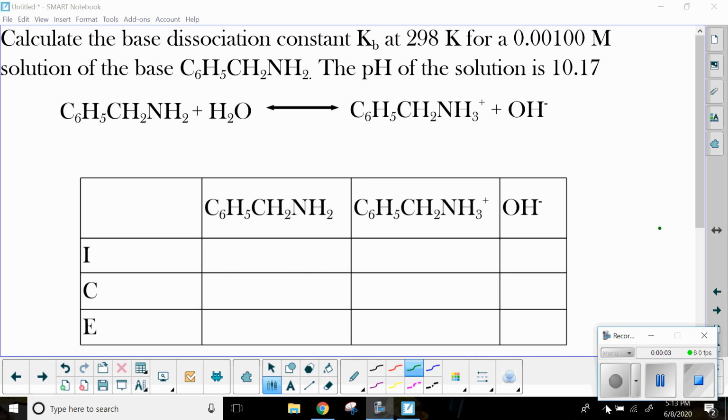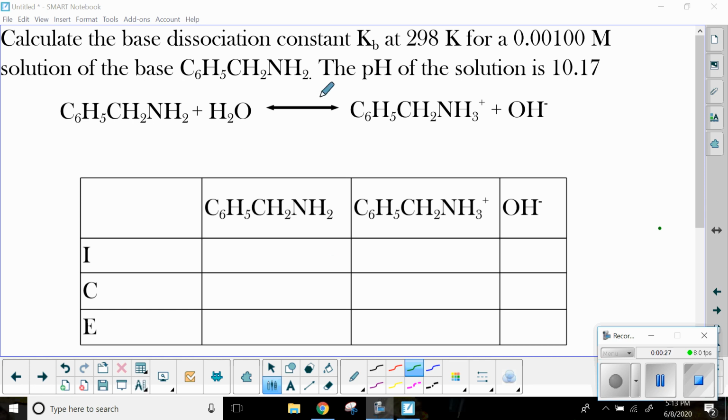Okay, second example. Instead of Ka, we're going to do Kb. So calculate the base dissociation constant Kb at 298 kelvins for 0.00100 mole per liter solution of the base C6H5CH2NH2, phenylmethylamine. The pH of the solution is 10.17.